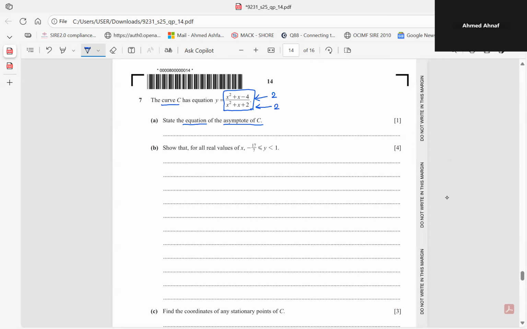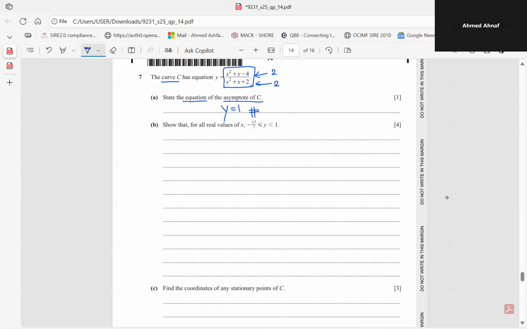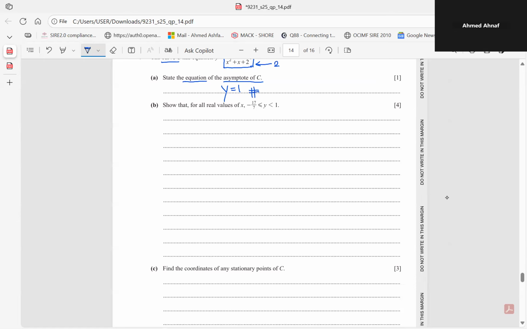So in this case, x squared. So it's just 1 divided by 1. So you'll get y equals to 1. And the reason why there is no vertical asymptote is because when you equate the denominator to 0, you will not get any real solutions. So this is our final answer for this part. Let's head on to the next part.